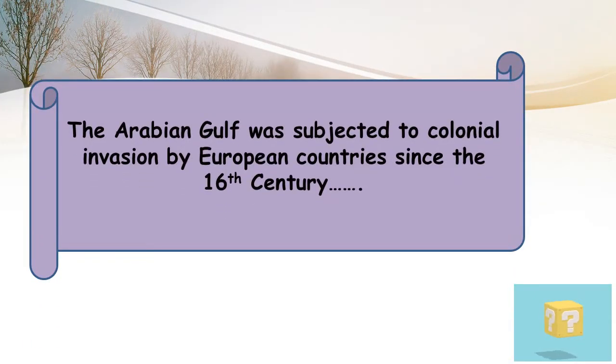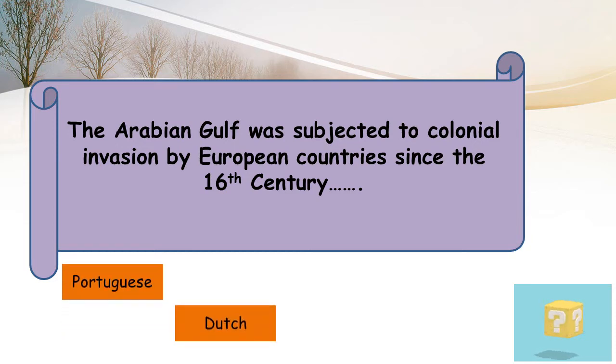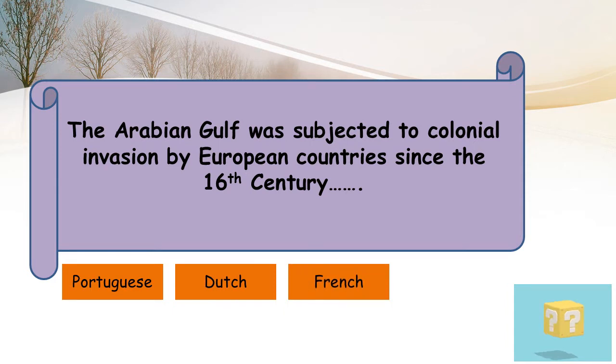The Arabian Gulf was subjected to colonial invasion by European countries since the 16th century. Those European powers were Portuguese, Dutch, French, and British. Because of its natural resources, the access to the Arabian Gulf has become the focus of international conflict.